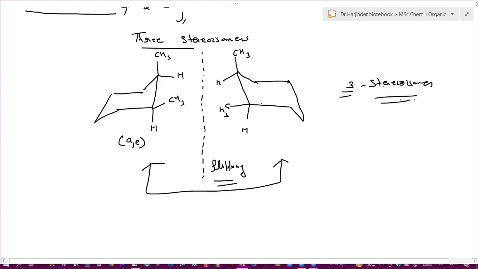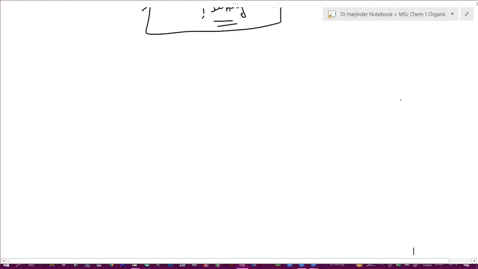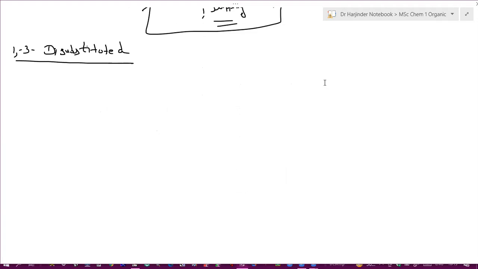Now let us move to 1,3-disubstituted cyclohexane, and suppose you have 1,3-dimethyl cyclohexane. So what are the different possibilities? Again, you have 4 different possibilities.